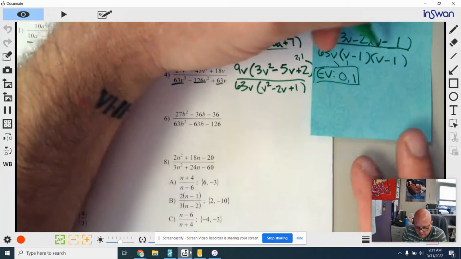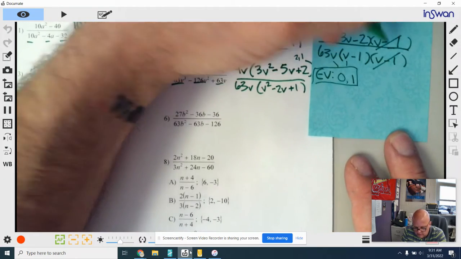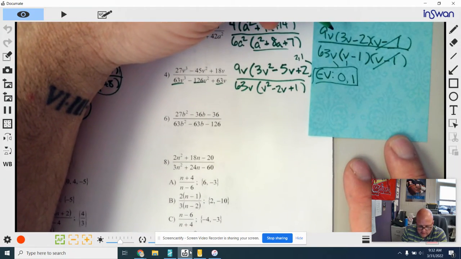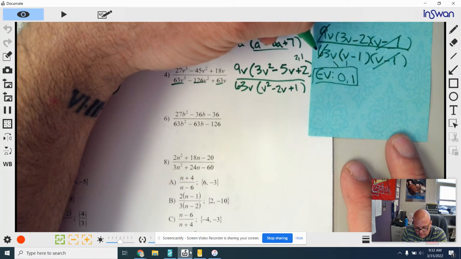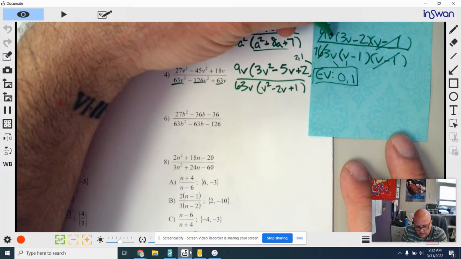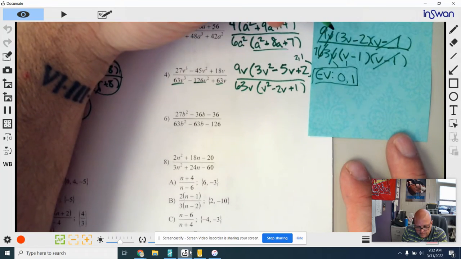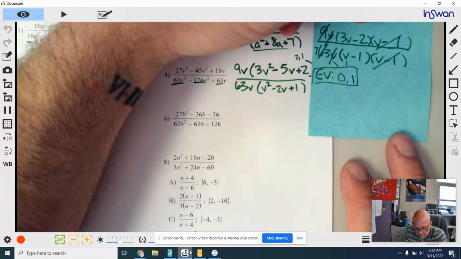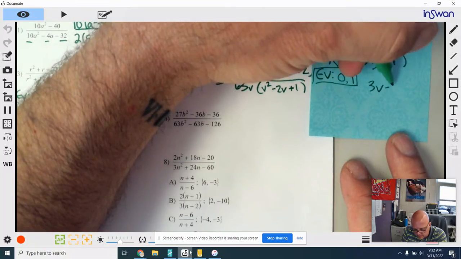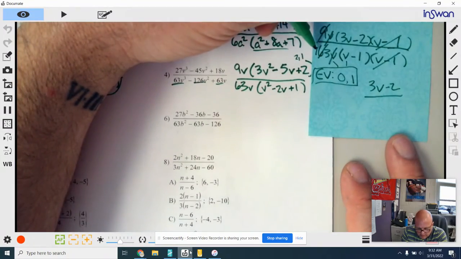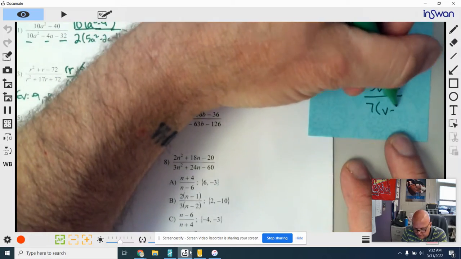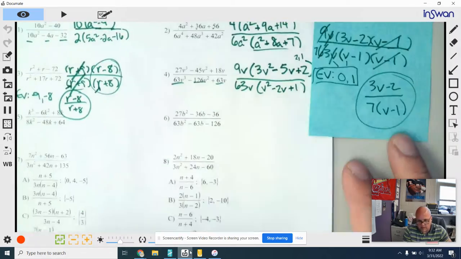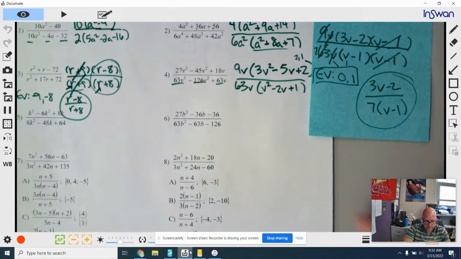Okay, let's go ahead and cross out what they share. So those go. And then this 9 goes into 63, so it goes in 7 times. And this v cancels with this v. So what you've got remaining up top is just that 3v minus 2. On the bottom, you had that 7 outside, and then being multiplied by v minus 1. Okay, so that's going to be our final answer for that one.